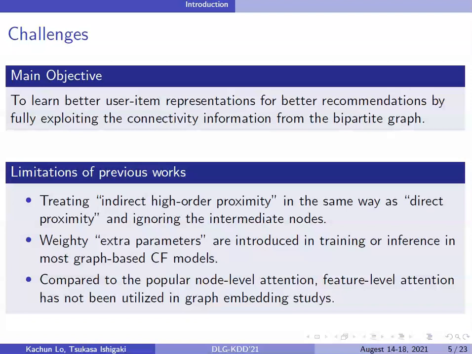Secondly, a lot of weighted extra parameters are introduced in training or inference in most graph-based collaborative filtering models, which makes the models very slow and hard to update on a more frequent basis. And compared to the popular node-level attention, feature-level attention has not been utilized in graph embedding studies, especially in the recommender system area.